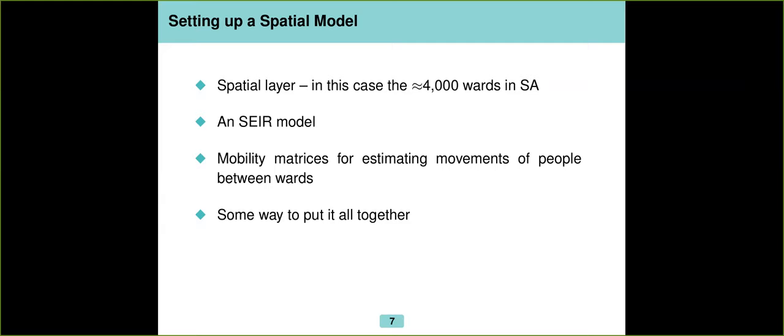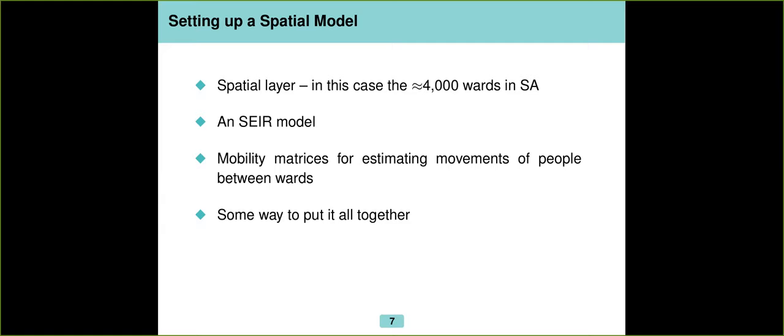You also need an SEIR model, and there are many of these floating about. But at least within South Africa and to some extent internationally, we've settled on a fairly standard formulation of these models. And I'll talk a bit about them when we do an example. I should just mention, of course, the gold standard would be not to use a spatial layer at all, but to use individuals, an agent-based model. But we were certainly not up to tackling that given the short response time we were being asked to respond by.